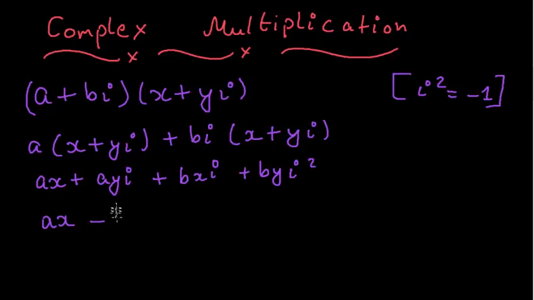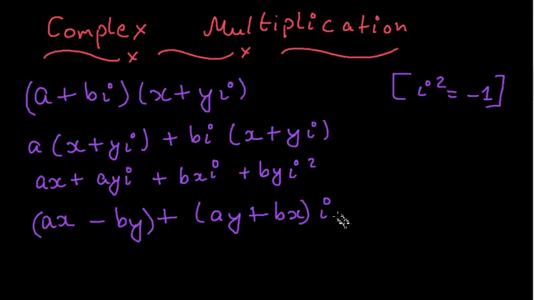That would be ax minus by. Remember, this is where many students make mistakes, and I don't want you to do that. Everything else is quite simple. That would be ay and bx, I'm taking these two terms times i. This is the real part, this is the imaginary part. This is how you perform complex multiplication, or taking the product of two complex numbers.